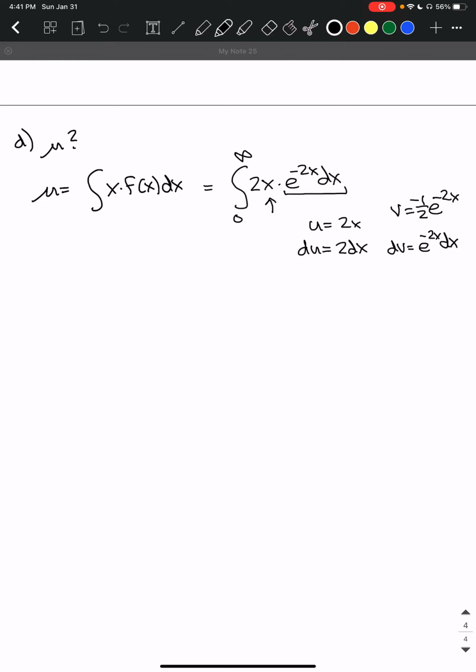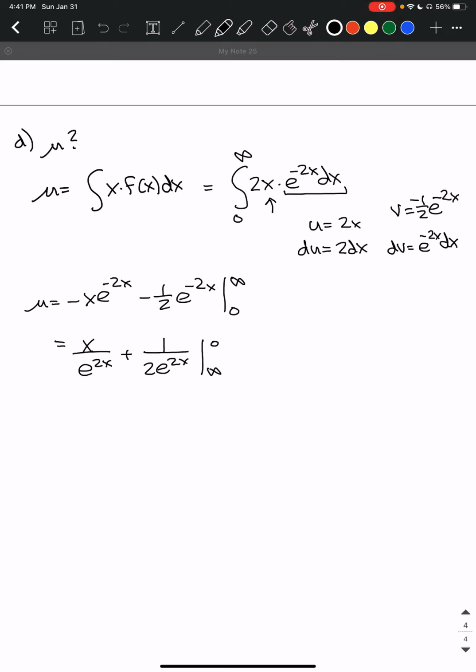I'm going a little fast here because you've seen this before. And essentially what we get here is, you do all of these integrals, you get minus x e to the minus 2x minus 1/2 e to the minus 2x evaluated from infinity to 0. So I'm skipping the integration. That's a good exercise to do though. So again, I'm going to make this positive by flipping the bounds. This is x e to the minus 2x, which I'll write like this, x over e to the 2x plus 1 over 2e to the 2x from 0 to infinity.